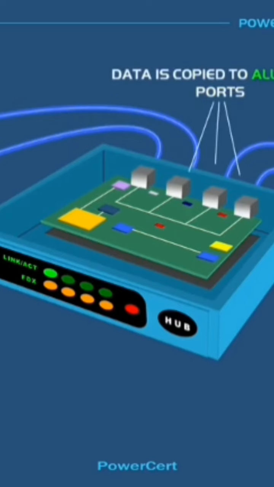So when a data packet arrives at one of the ports, it is copied to all of the other ports. So all the devices on that hub see that data packet. So again, a data packet comes into one port, then the hub will just rebroadcast that data to every port that has a device connected to it.